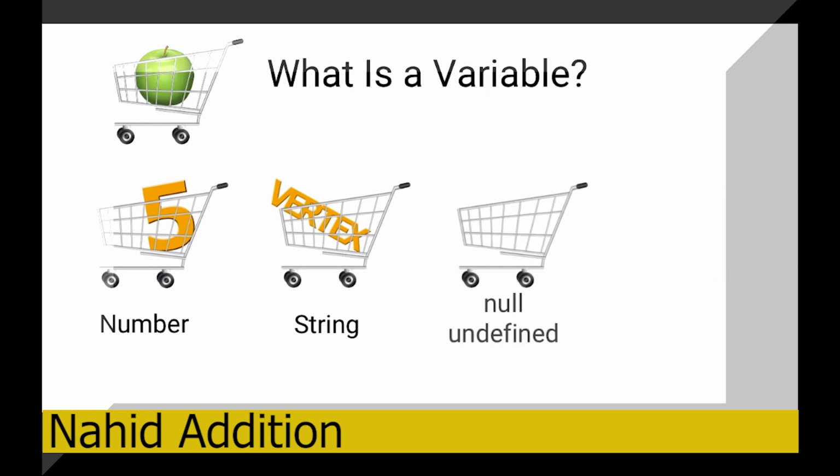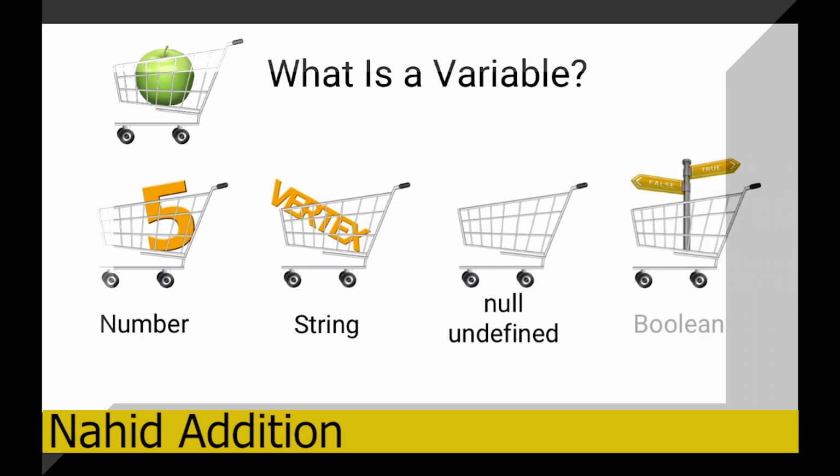The third and fourth are null and undefined. This is when our variable doesn't have anything, meaning the basket is empty. We will talk about the difference between null and undefined a little bit later. And the fifth one. Boolean is a special type of variable. It can only have 2 values, true or false.